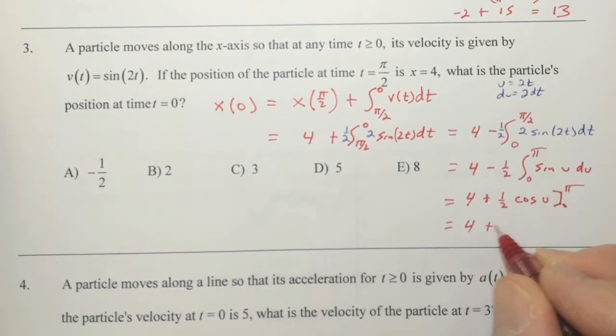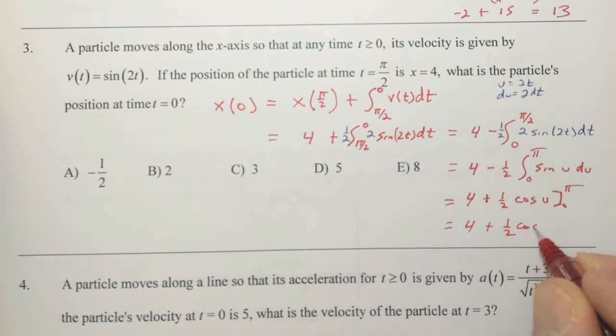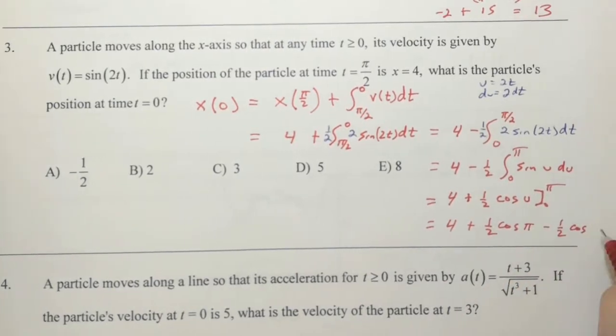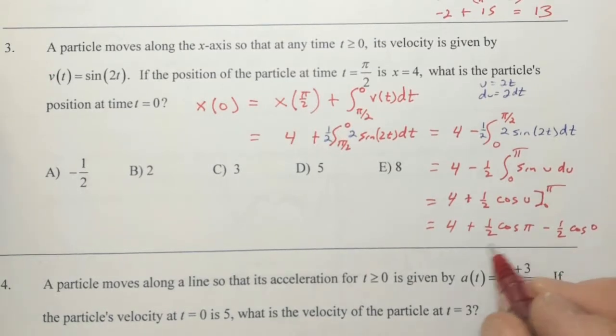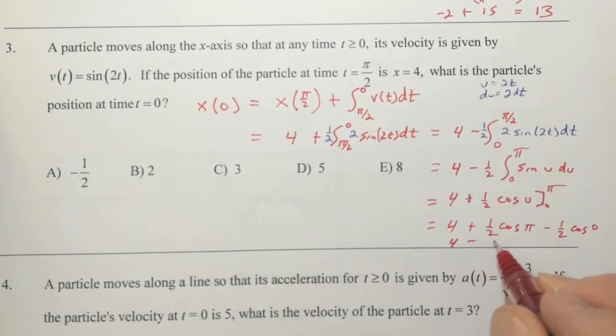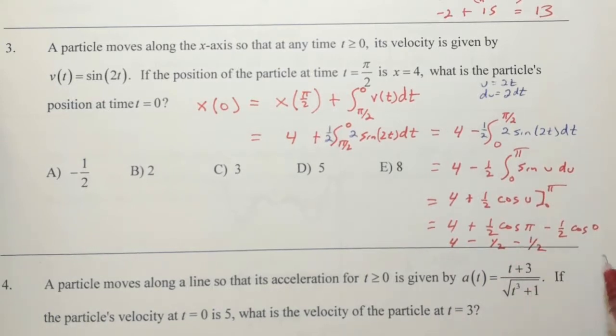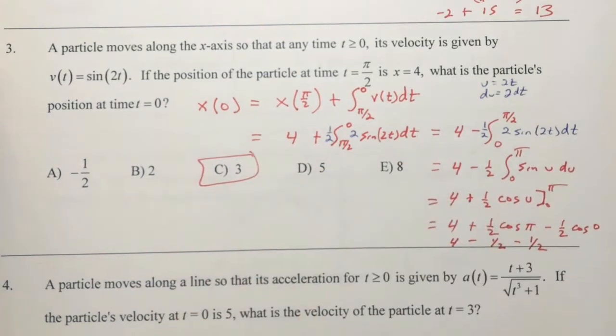So we have 4 plus 1/2 the cosine of pi, minus 1/2 the cosine of 0. Cosine of pi is negative 1, so this becomes 4 minus 1/2. And the cosine of 0 is 1, so minus another half. So 4 minus 1/2 minus 1/2, that's 3.